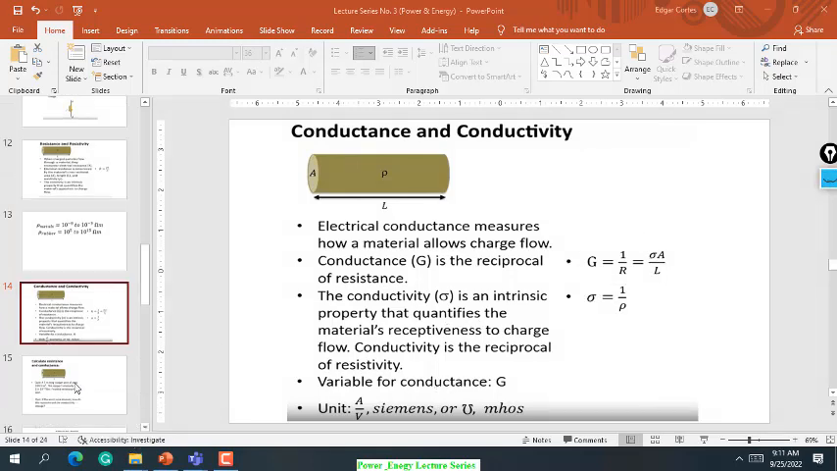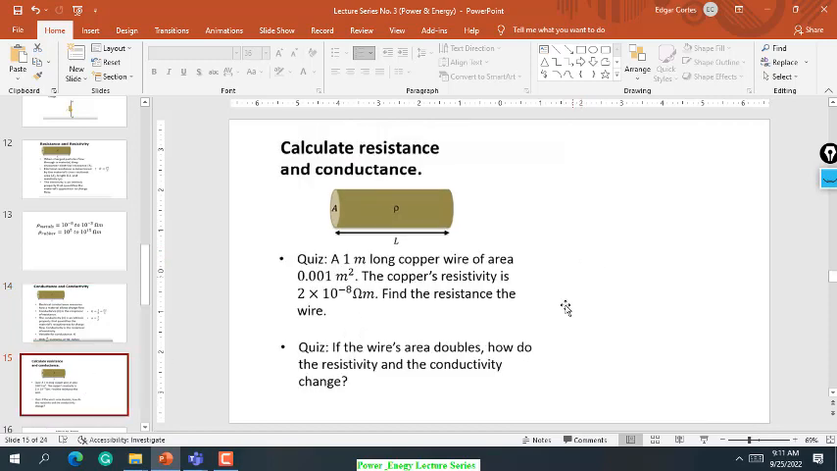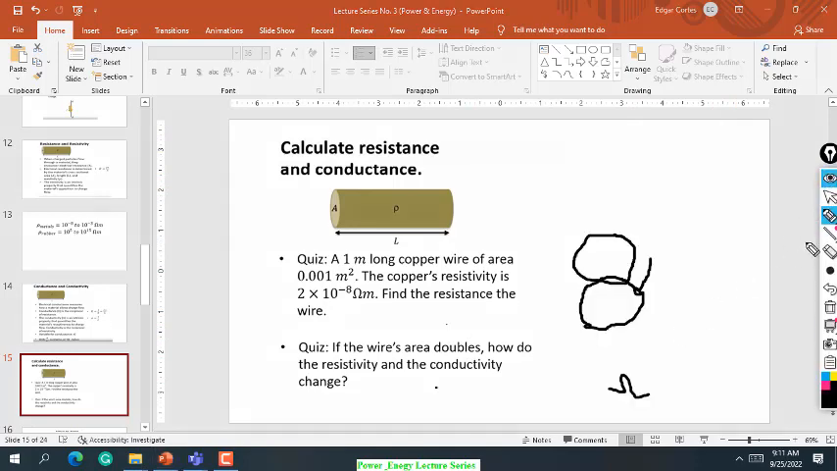Okay, so we have an example, I guess. So that you can understand this, a 1 meter long copper wire with an area of 0.0001 square meter. The copper resistivity is 2 times 10 to the negative 8 ohm meter. Find the resistance of the wire. Shall we solve this example? Are you following, class? Yes, sir.